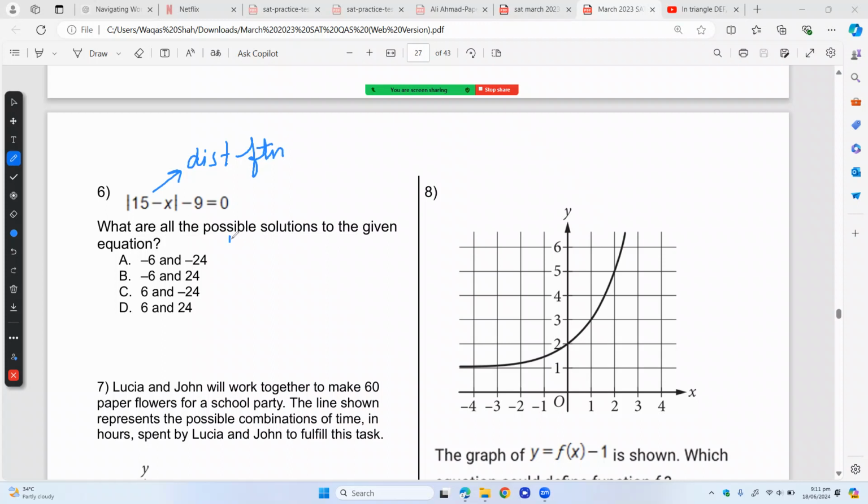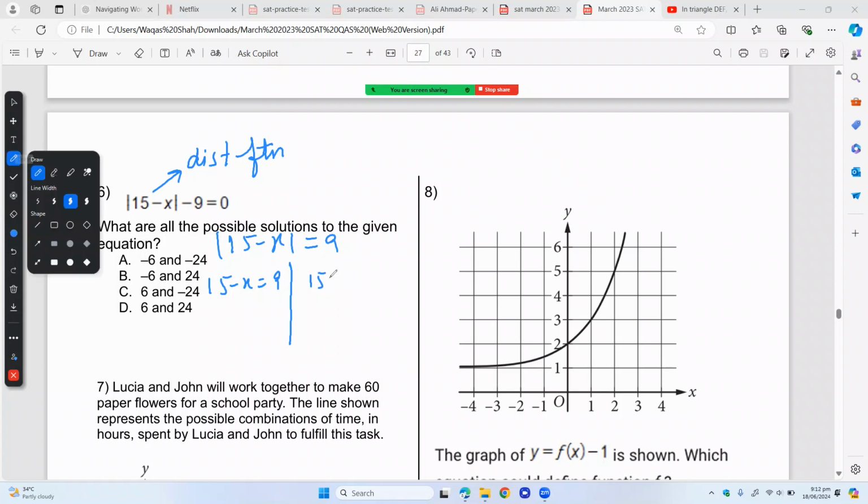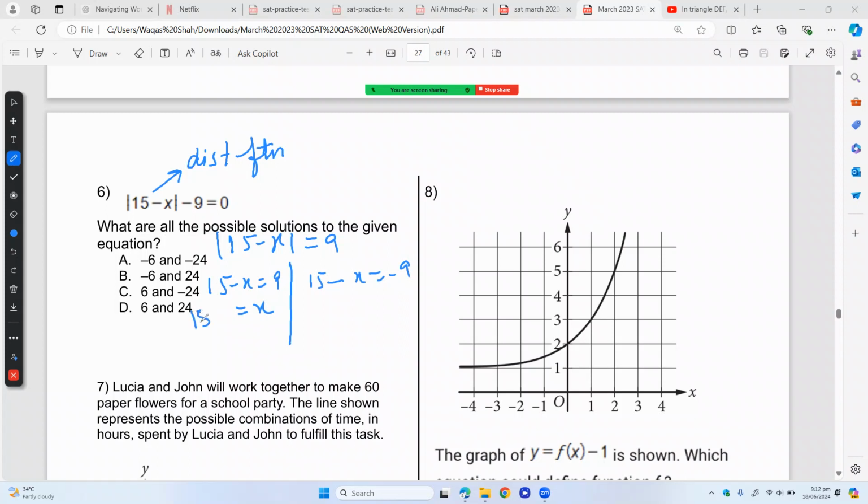So we can solve this as |15 - x| = 9. When you shift 9 to the other side and remove the absolute function, there will be two possibilities: 15 - x = +9, and 15 - x = -9. So here we shift x to the other side and 15 to this side.